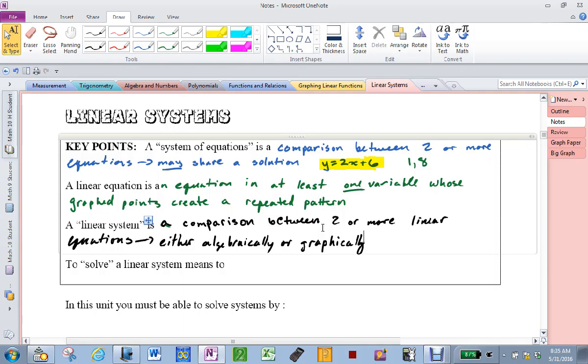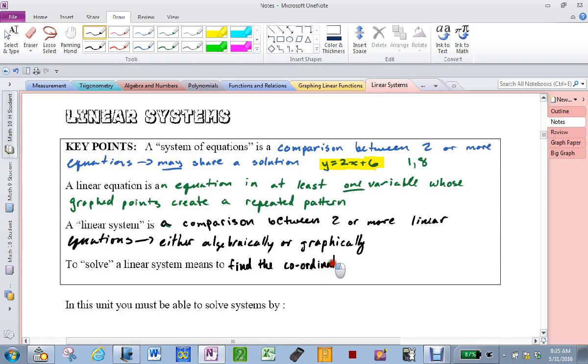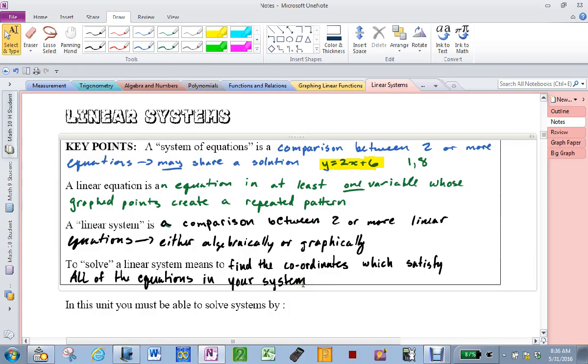So what does it mean to solve a linear system? Finding the point. Finding the coordinates that intersect both lines. That only works if we've got the line, because we can also do this algebraically. Find the coordinates which satisfy all of the equations in your system. Okay? Everybody cool? All right.